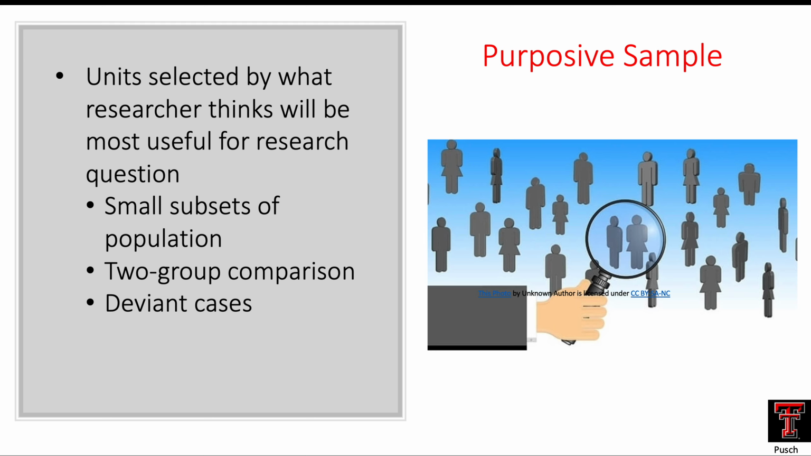So again, this is good for small subsets of the population if it specifically applies to your research question. Two-group comparison, again, you want to make sure you have both biology students and psychology students in your sample to be able to compare them. And then deviant cases. So if something doesn't quite fit the mold of what's most common, maybe you're going to pick your purposive sample from that.